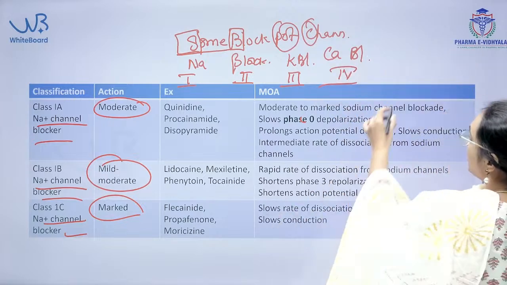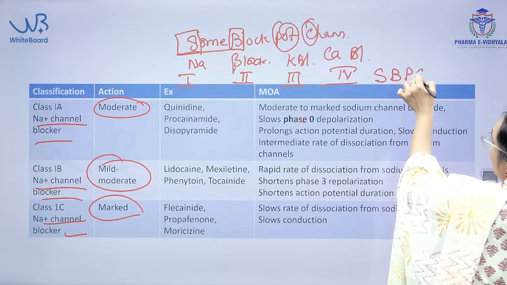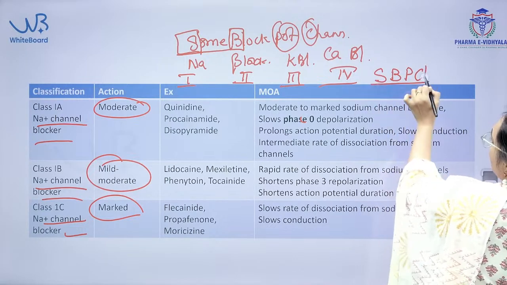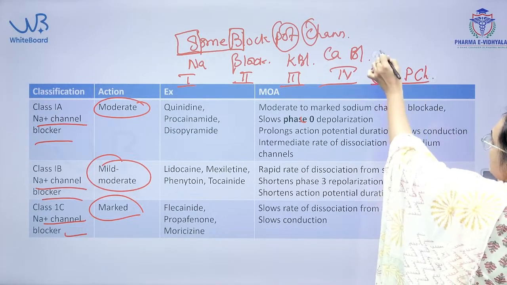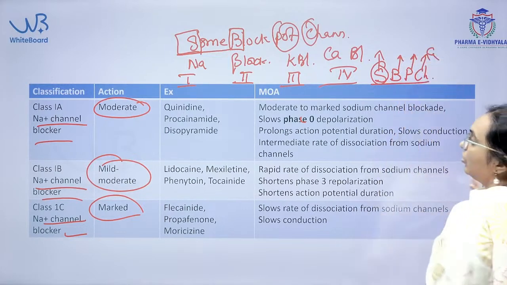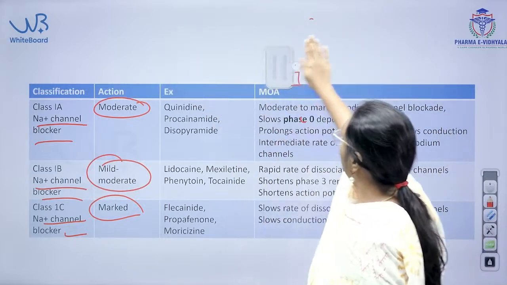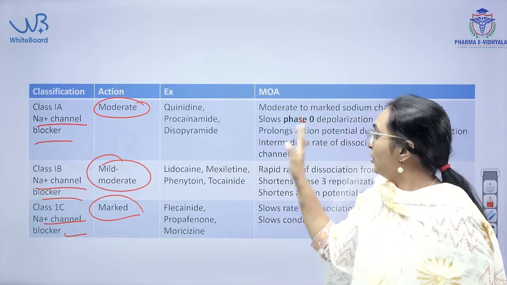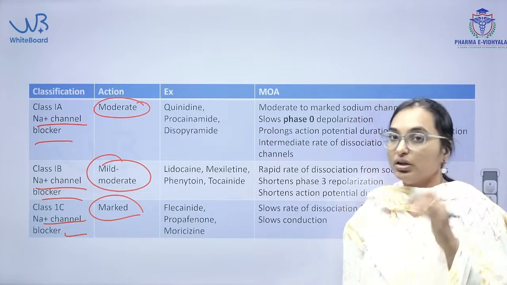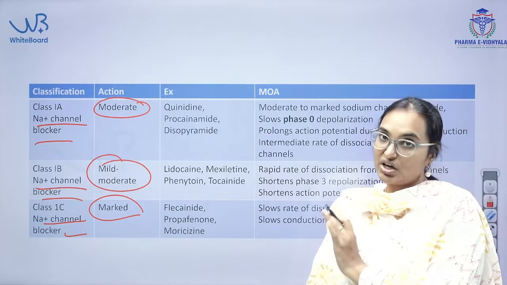For this the mnemonic is: Some block potassium channels. Someone blocked potassium channels. S is sodium, B is beta, P is potassium, C is calcium. Okay. This is how we have to remember, or else if you can remember in any other way, that is also fine. But the thing is, you have to remember the action. Which class of drugs are blocking which channels.